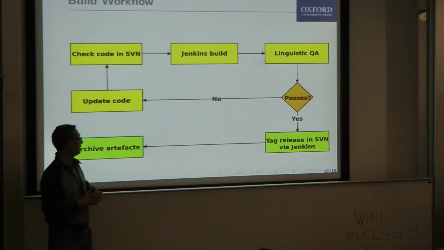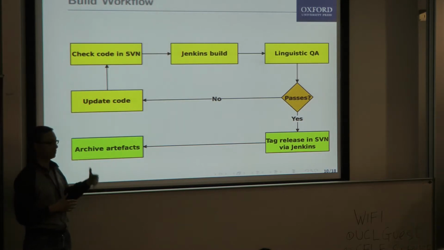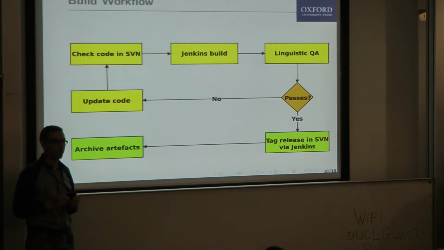The last part of the build, when everything goes well and the build is successful, is that we target the release in our version control system and then archive it, typically in a zip file.